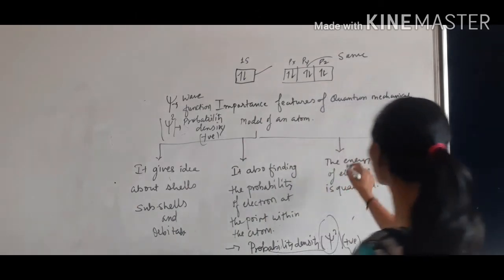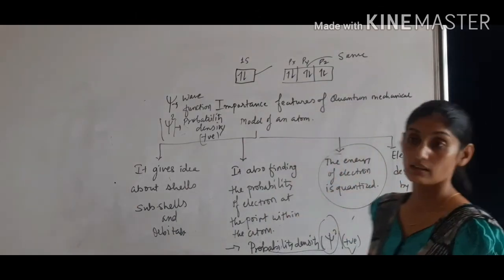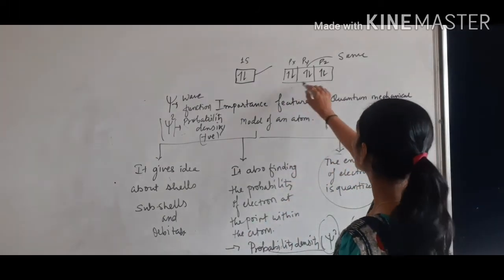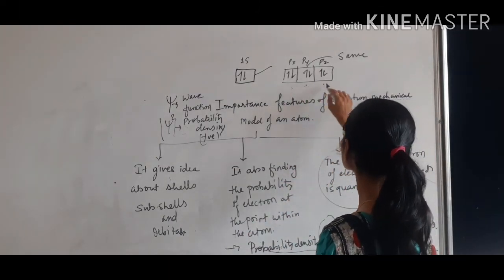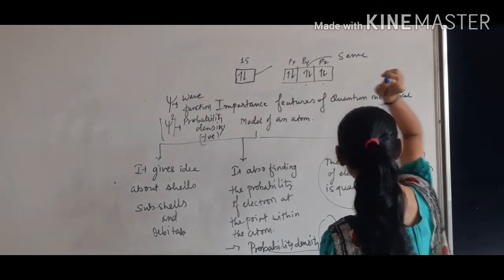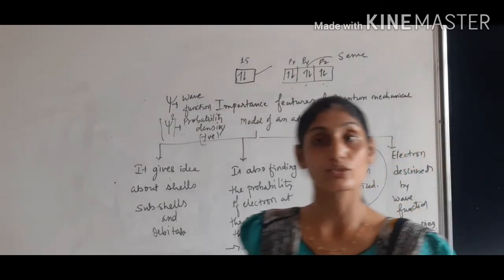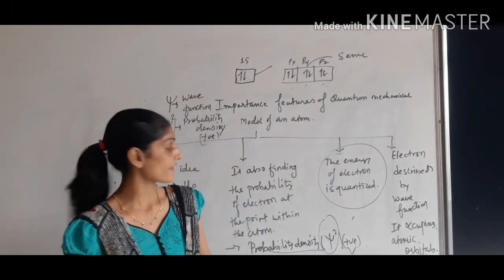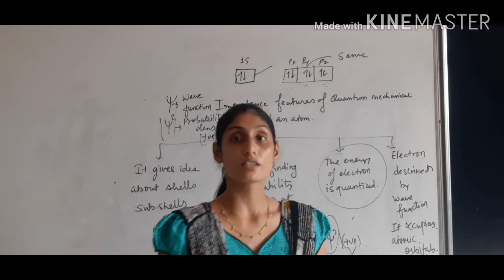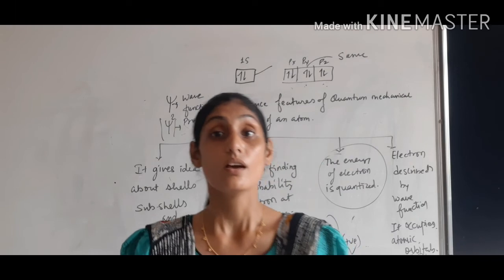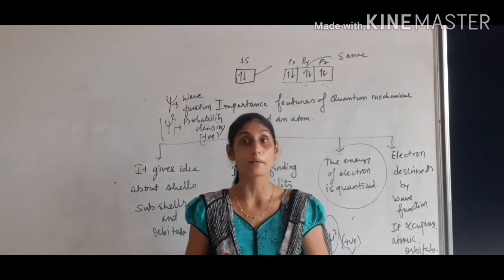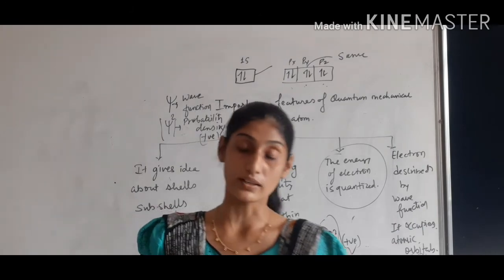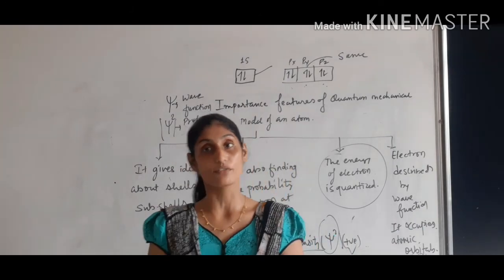And when we talk about the energy of the electron, it is always quantized, fixed. That means if they have suborbitals, then the energy also remains the same for the px, py, pz orbitals. Then lastly, if electrons are described by the wave function, then we can say that they are occupying space in the atomic orbital. So that is about the features of the quantum mechanical model of an atom.